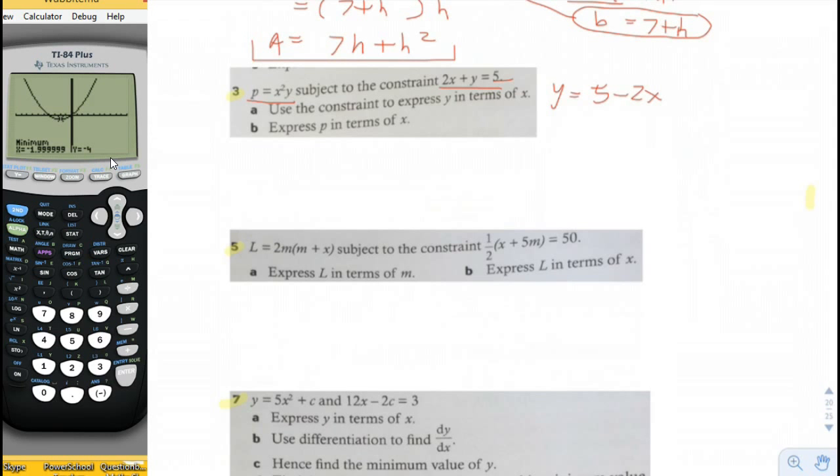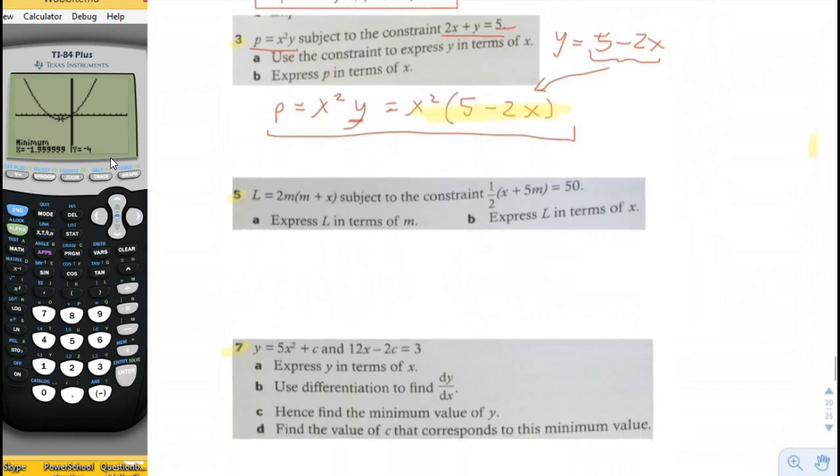Express P in terms of x. Well, right now we have P in terms of x and in terms of y, but it says to express it in terms of x only. So the x we can keep, and then we need to substitute into y something that has x's in it. How convenient, we have it right here. So we're going to substitute 5 minus 2x in for y, and we are basically done here. This is the answer. We can simplify it or multiply it out, but we don't have to.